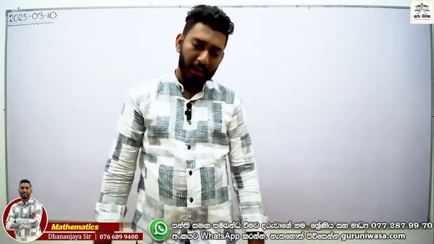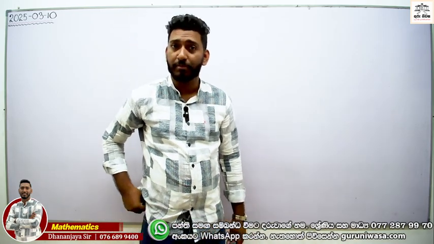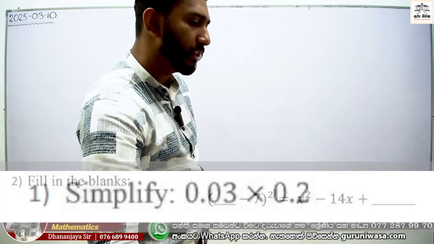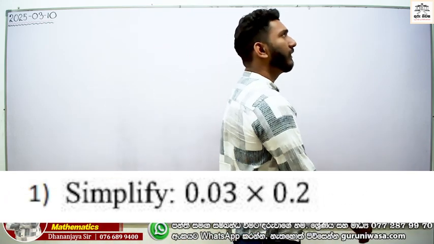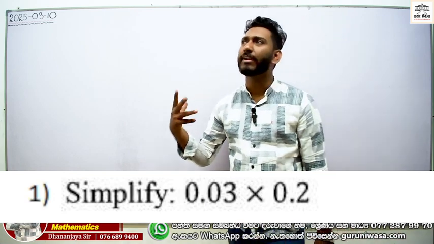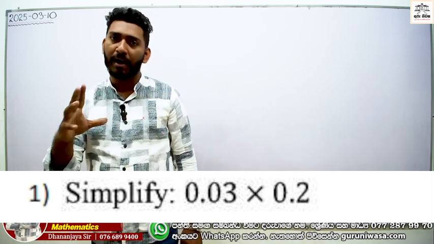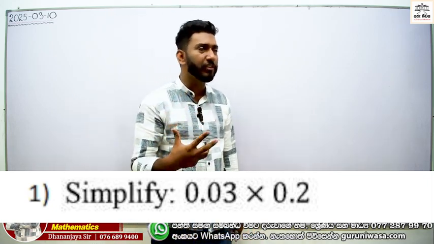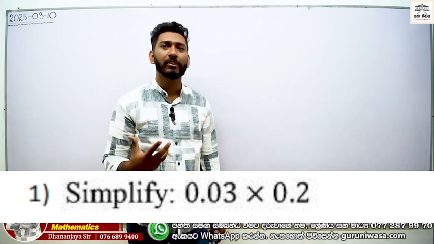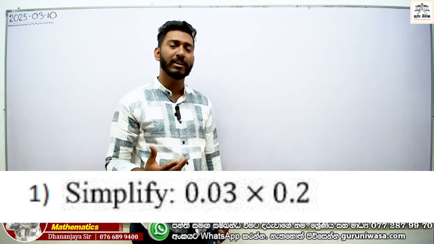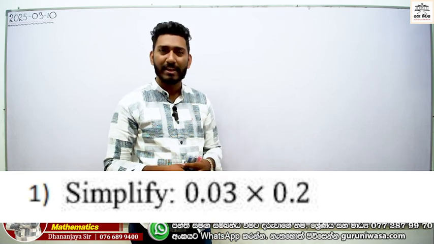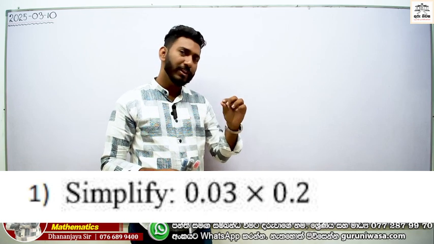Now, I am going to discuss our model paper number 6, and this is the first question in the paper. This one is the knowledge about decimal numbers and the calculations parts. We need to practice how to multiply, how to divide, and how to add and subtract, both things, the mathematical operations.